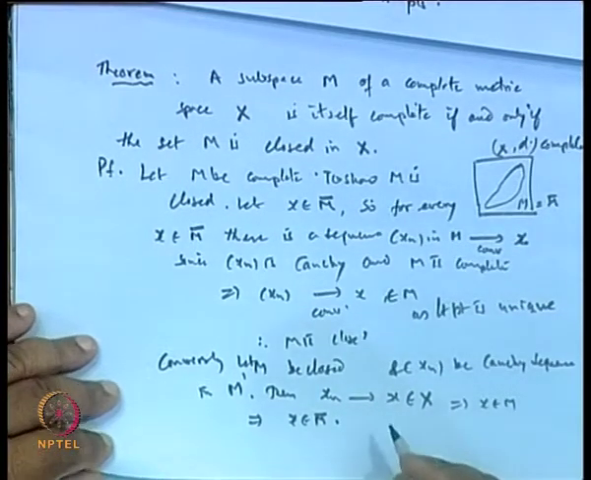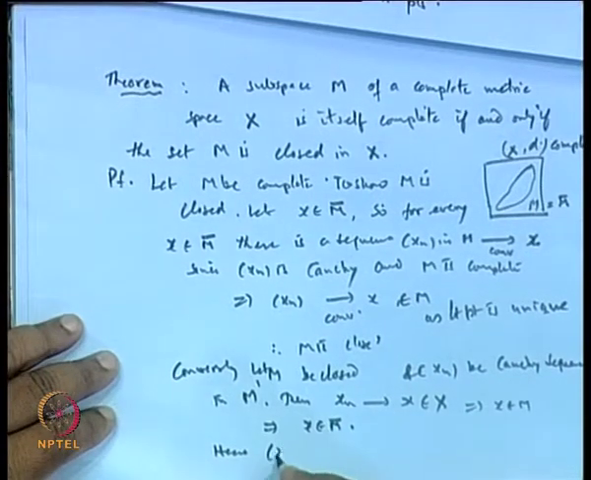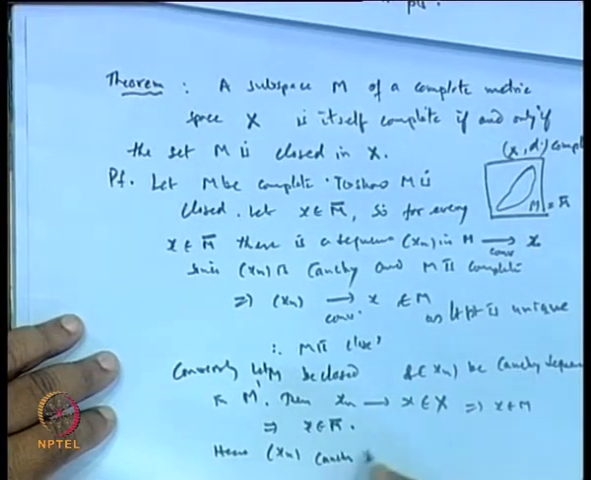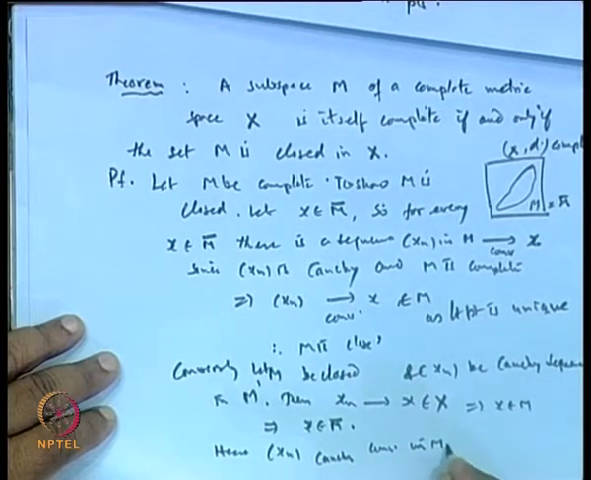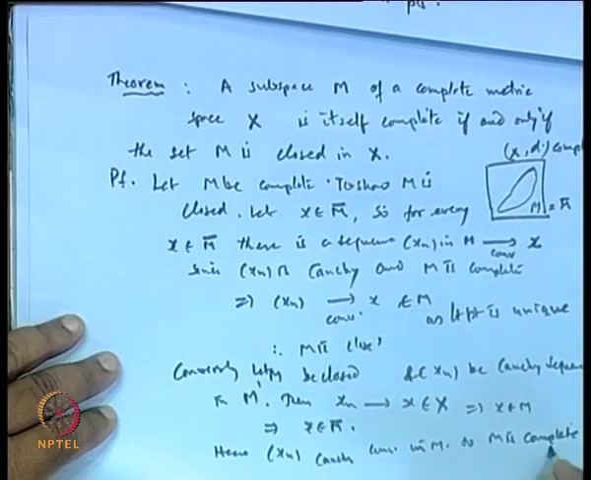Hence, an arbitrary Cauchy sequence converges in M. So, M is complete. This completes the proof. Thank you.